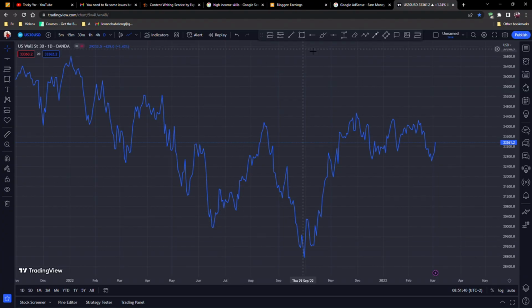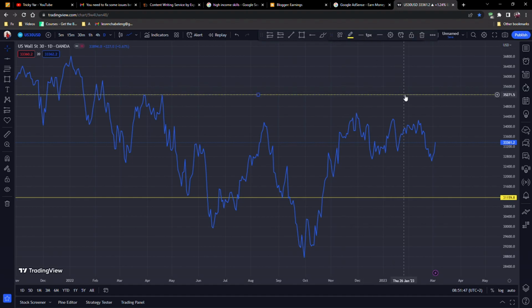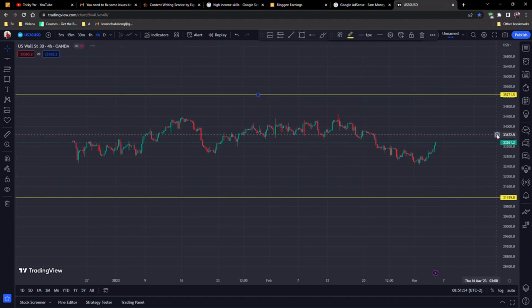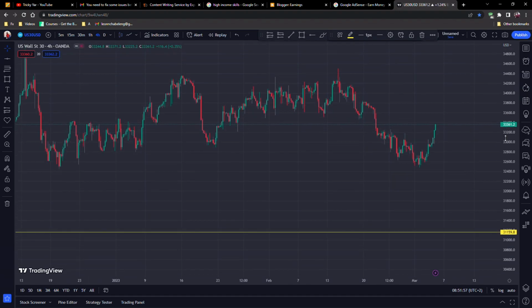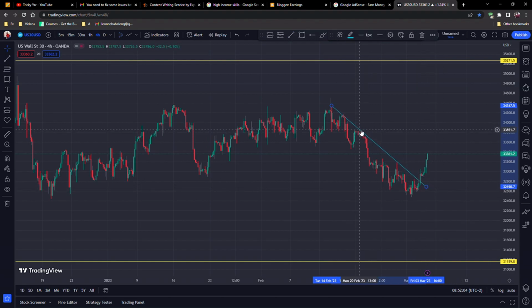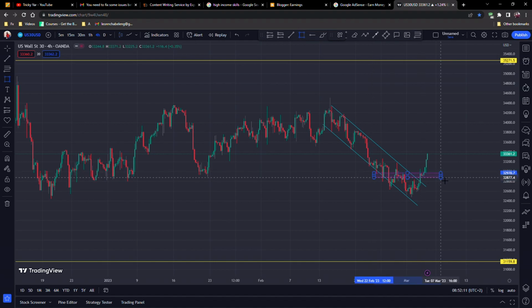Taking a look at US 30, and again we're gonna plot our weekly high and our weekly low. We're gonna go to the candlesticks on the 4-hourly time frame, and you can see that the market did create that bearish movement last week, right? Now you can see that we did break out of that bearish movement, broke above, came back for that retest, and now we are looking to go up.